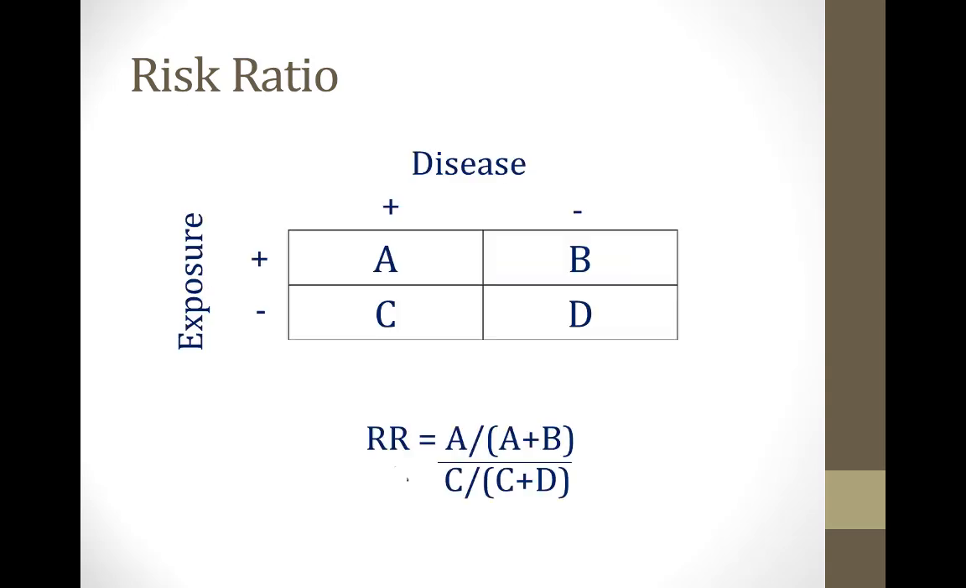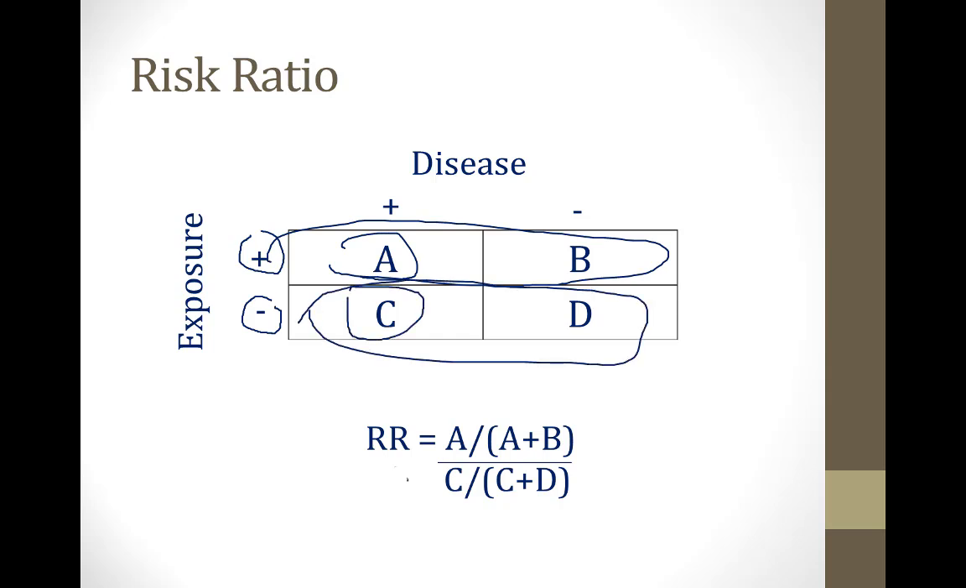So let's go back to our 2 by 2 table and talk about how to calculate a risk ratio. So it's going to be the risk of disease among the exposed, which is the top row, divided by those unexposed, which is the bottom row. So the top row, it's going to be A divided by A plus B, and in the bottom row, it's going to be C divided by C plus D. So it's just a ratio of the two risks, top divided by bottom.